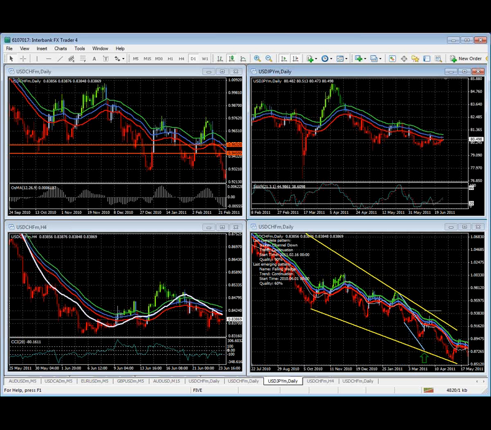And in the meanwhile, let's go ahead and start defining what a swing trade is. All right, in terms of the swing trading definition, now let's head on over to our charts here.